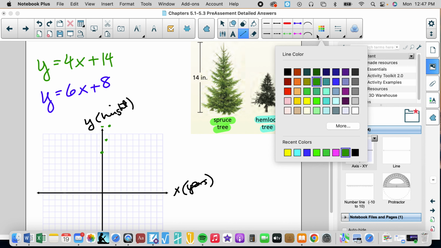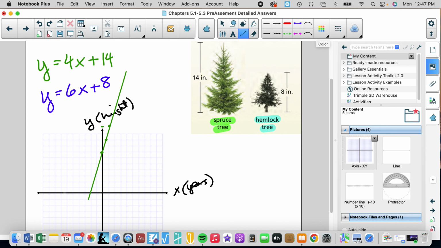Let's go green. We're in green. We're going to extrapolate it out. Now we're not going to go negative because the tree's not going to shrink. So I don't care about to the left of years. So this is after 1 year, 2 years is what we have now. 8, 2, 4, 6, 8 inches. And 6 is going to be 2, 4, 6, 1 year. Right. 2, 4, 6, 1 year.